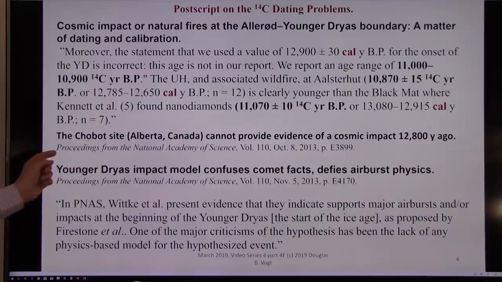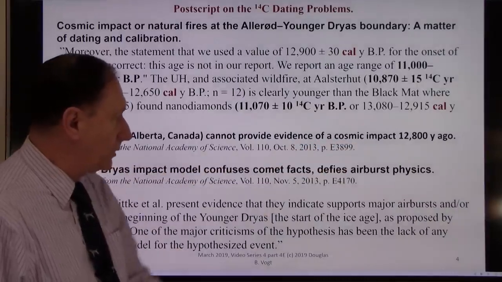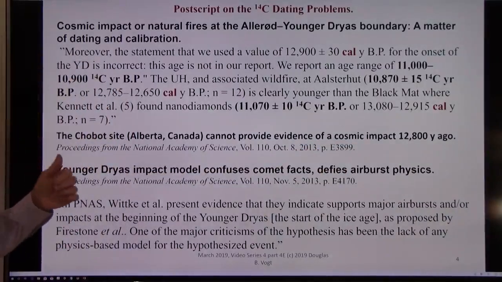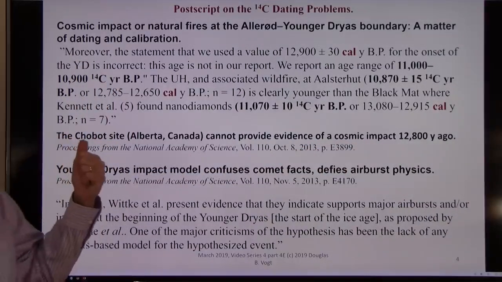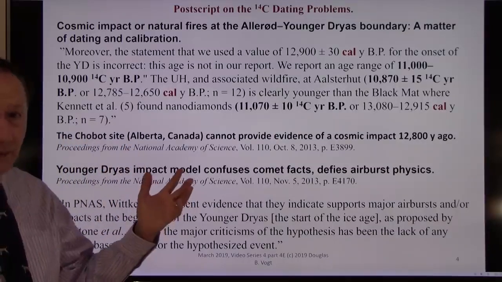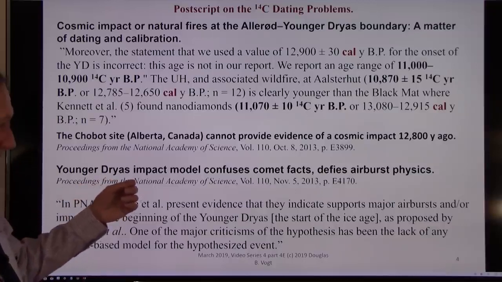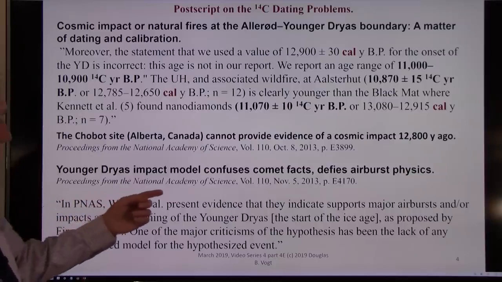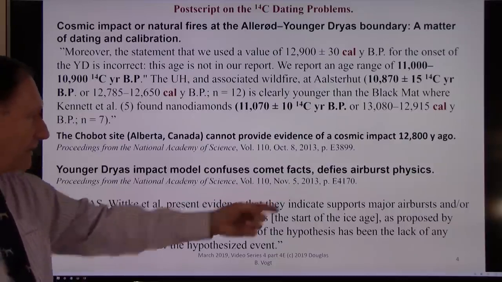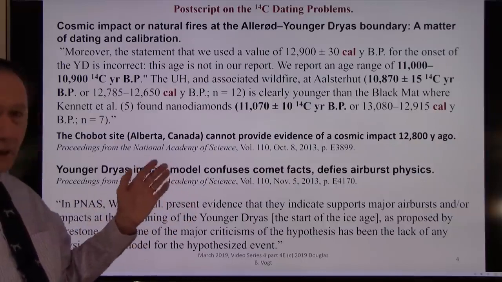This article, Proceedings, cannot provide evidence of a cosmic impact 12,800 years ago. A lot of guys started jumping on this idea and criticizing them for trying to say that there was an impact 12,800 years ago. There is no evidence for it. Younger Dryas impact model confuses comet facts, defies airburst physics. This guy really carved them a new rear end. Try to see it. It's from the Proceedings of the National Academy of Sciences. Here's the volume and the date. You can read all of them online for free.